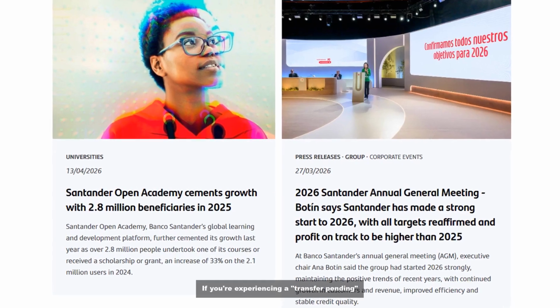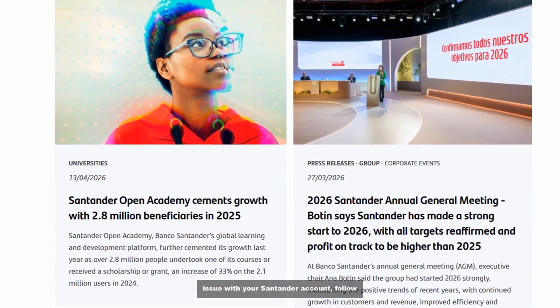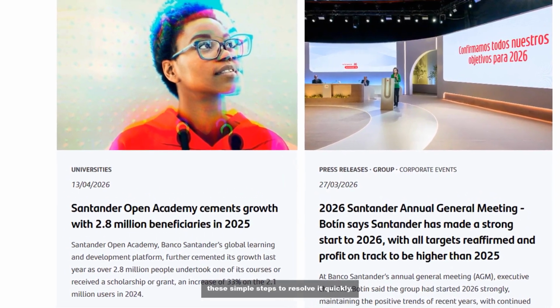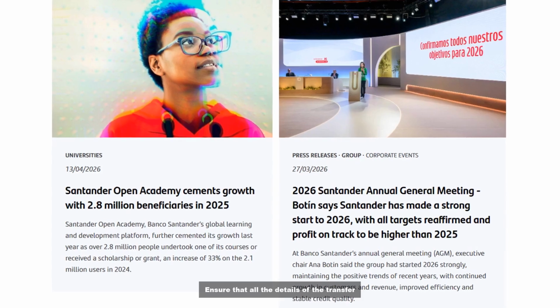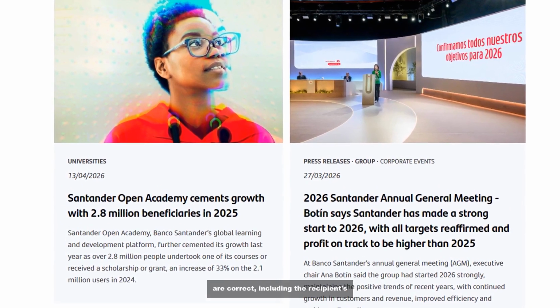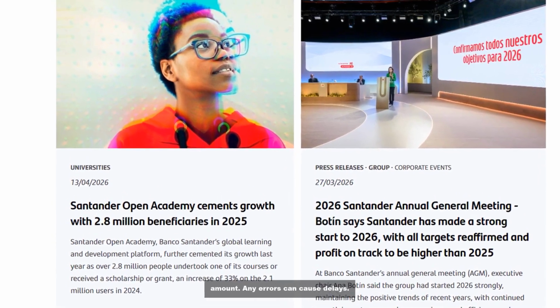If you're experiencing a transfer pending issue with your Santander account, follow these simple steps to resolve it quickly. Step 1. Check transfer details. Ensure that all of the details of the transfer are correct, including the recipient's account number, routing number, and the amount. Any errors can cause delays.